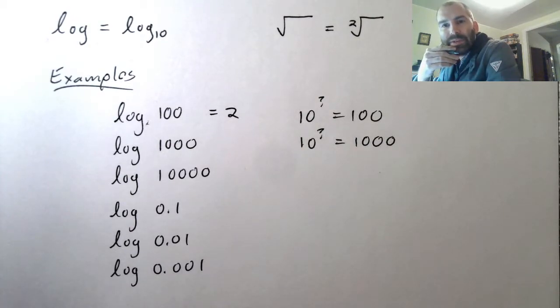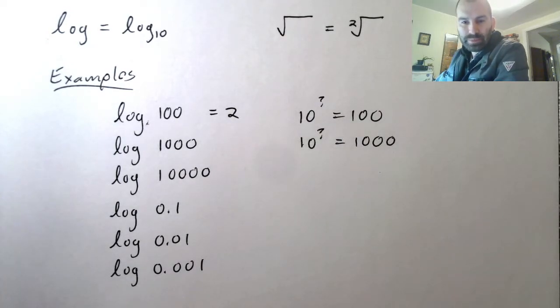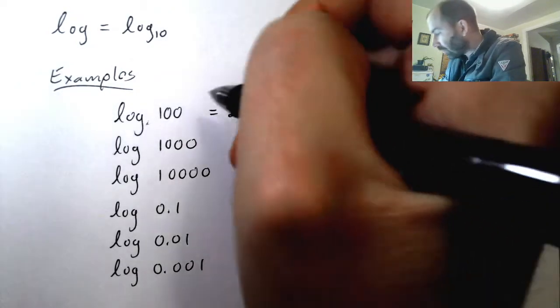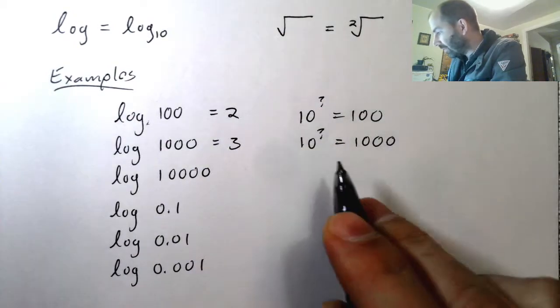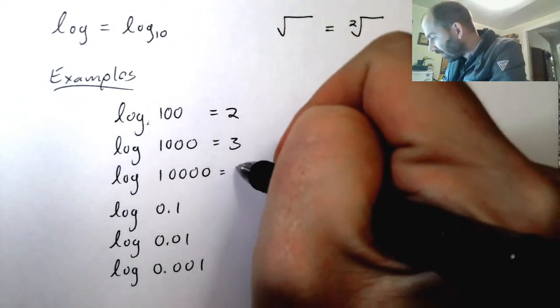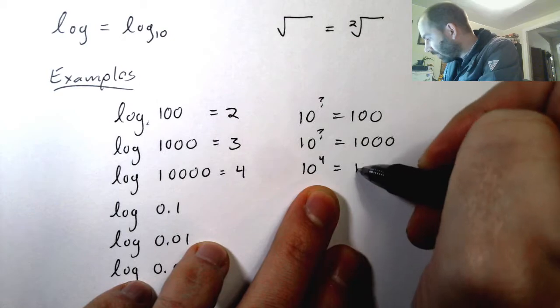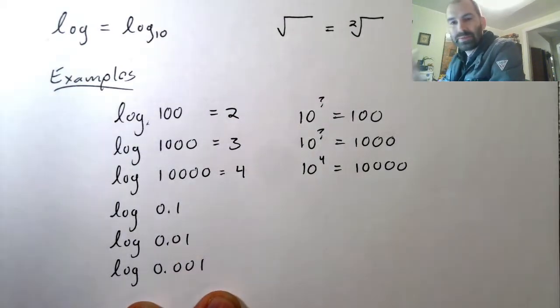Okay, 3, 2, 1. All right. So you should have gotten 3 here. 10 cubed gives you 1,000. And you should have gotten 4 here. 10 to the 4th equals 10,000.